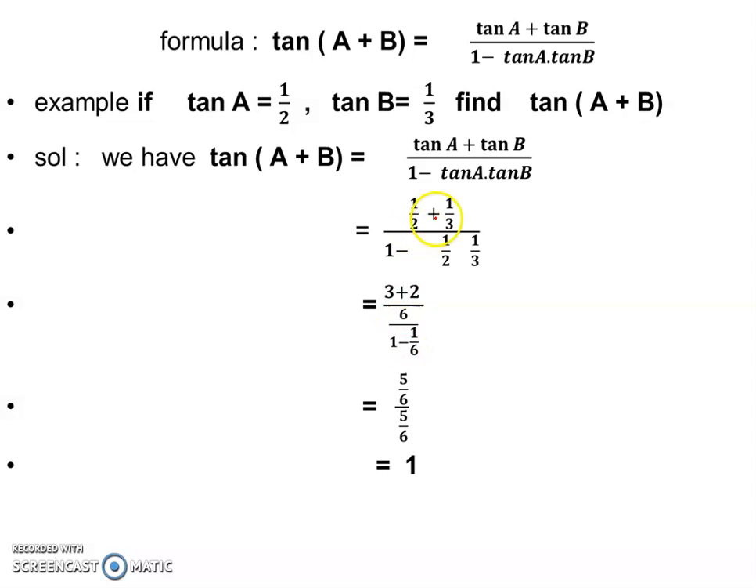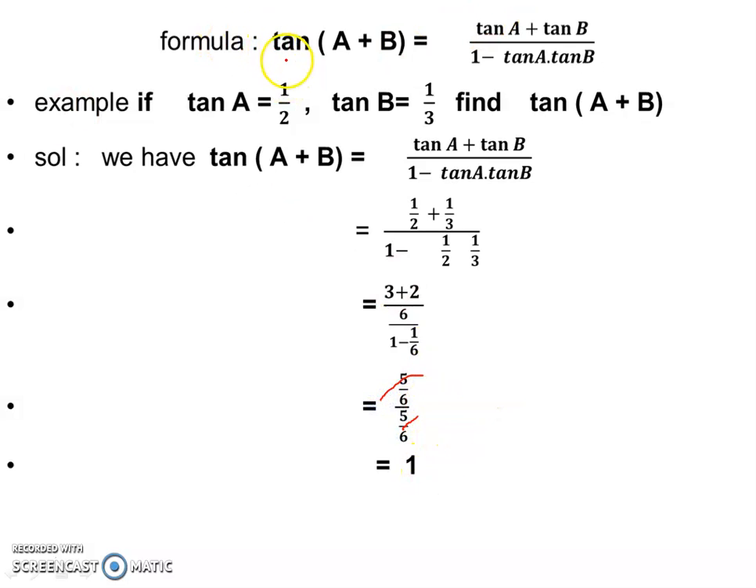3 into 1 is 3, 1 into 2 is 2, 2 threes are 6. 1 minus remains, 1 upon 2 into 1 upon 3 is 1 upon 6. 6 into 1 is 6, 6 minus 1 is 5, 5 upon 6. 3 plus 2 upon 6 is 5 upon 6. Common terms get cancelled. We derive the final answer is 1.